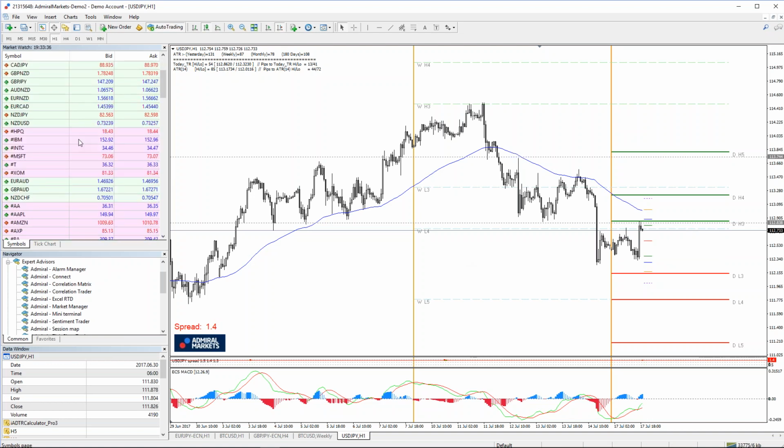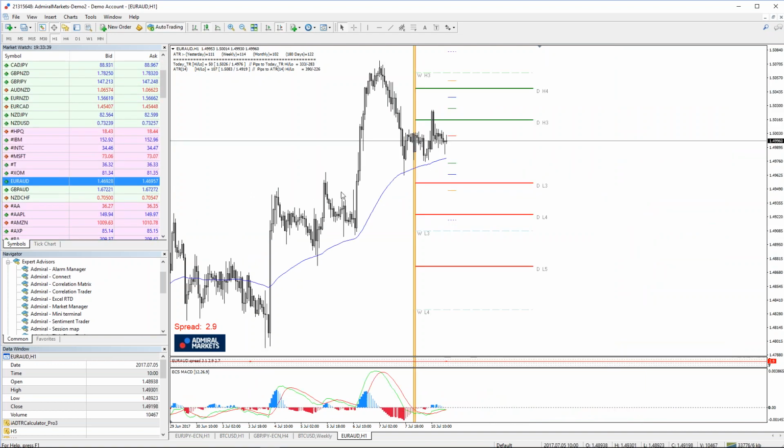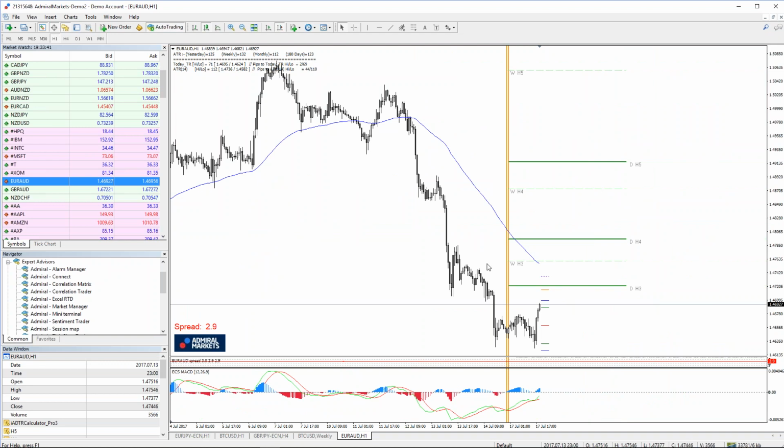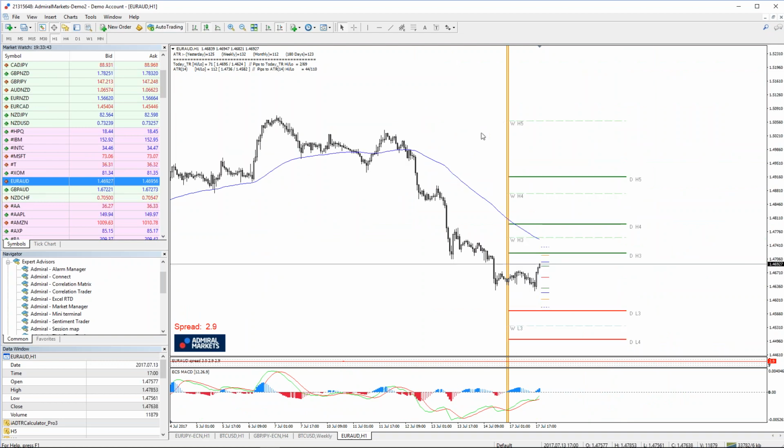Marco is asking about Euro Australian dollar. This is a downtrend. Euro Australian dollar is in a downtrend. This is the zone you should be watching for, because this could be a rejection here around 47.40, 50.